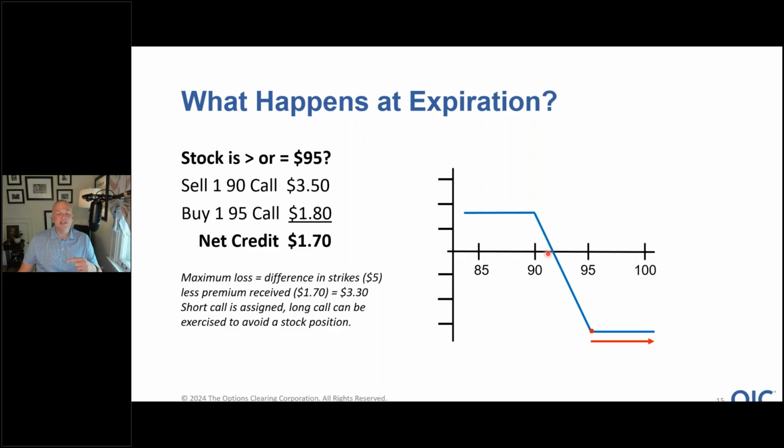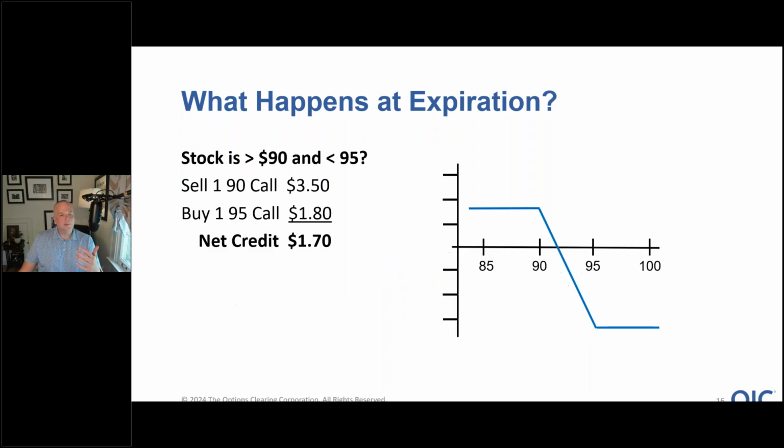In this case, both of these options are going to go out worth some amount of intrinsic value. The spread is going to be worth $5, and your actual max loss is going to be $330, because it's $170 minus the $5 that this spread is going to be worth at expiration. So stock above 95, you're going to lose $330 on this. Stock below 90, you're going to make $1.70 on it. Now we get to the interesting part, between 90 and 95.